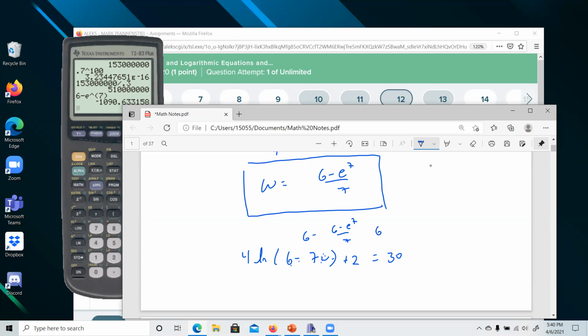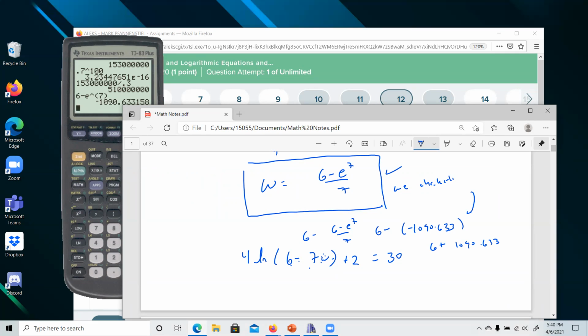This is going to be 6 minus negative 10,090.63. That's from over here. So it's really going to be 6 plus this delightful looking number here. And that's going to be positive. That's something we take the natural log of. So now that I've looked at that number and made sure that it works in the argument, I'm okay with it. So we checked it right here to make sure it worked.